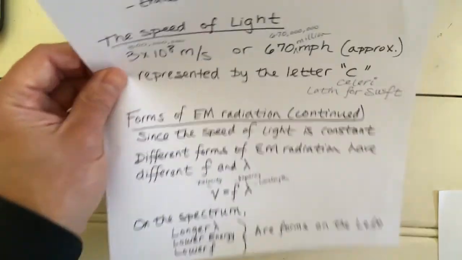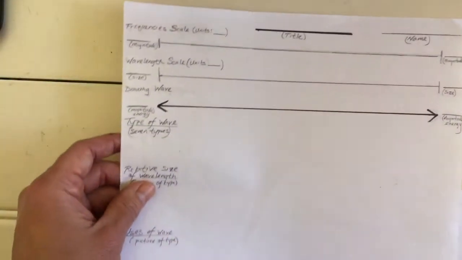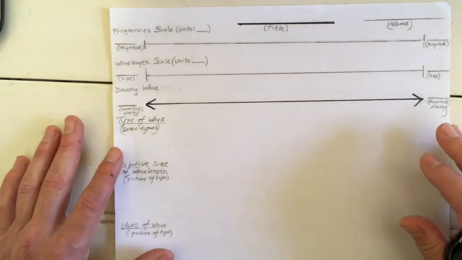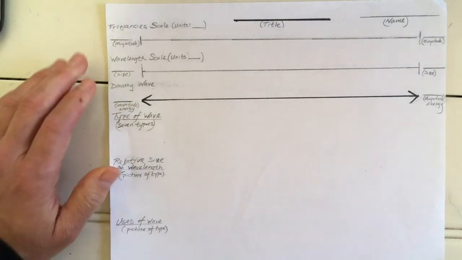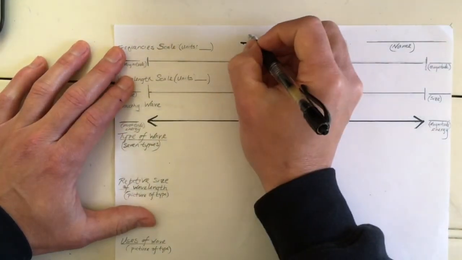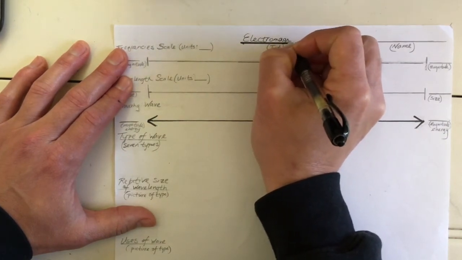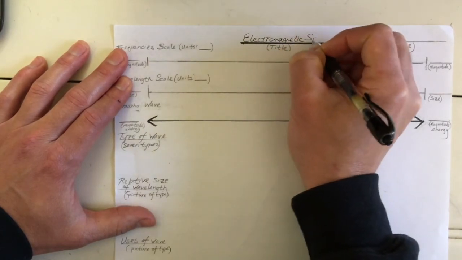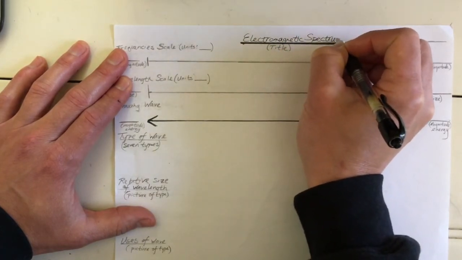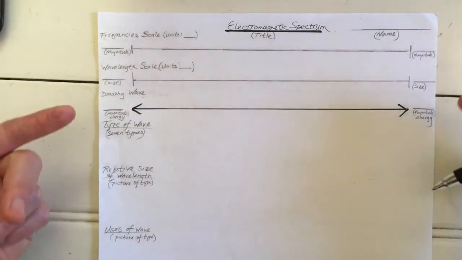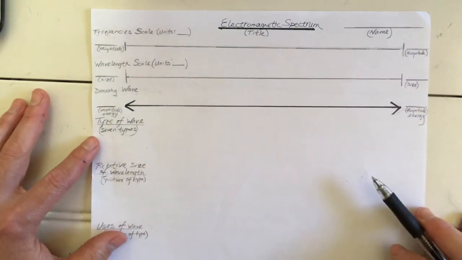Homework this week is going to be a little shorter than the homework last week. Use this template if you so choose, or you can come up with a template on your own. You're going to go onto Google and look for a picture of the electromagnetic spectrum. So that'll be your title. I'll go ahead and scan this in and post it on Schoology so you can use this if you don't want to just make up your own.